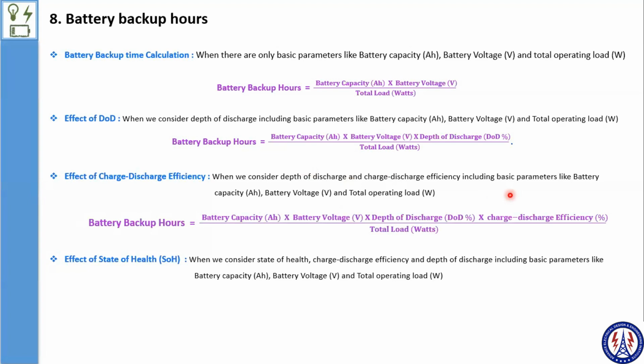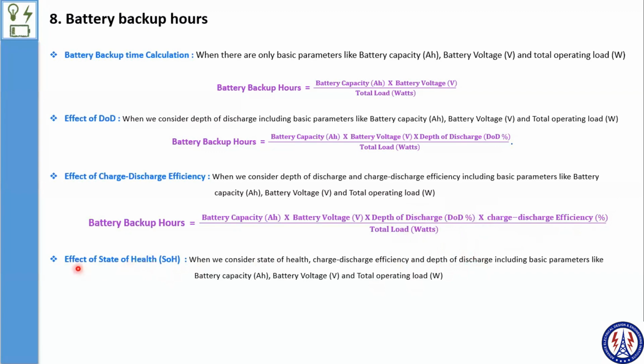So when you are going to calculate your battery backup hours, considering your battery capacity, battery voltage, total operating load, depth of discharge, and charge discharge efficiency, this is the formula you need to use. Look, these are the very basic things and we just added these two over here. DOD we should multiply at the top. This value is in a percentage, so when you are writing 80%, don't write 80 itself, write 0.8, or 80 divided by 100, because it is in percentage.